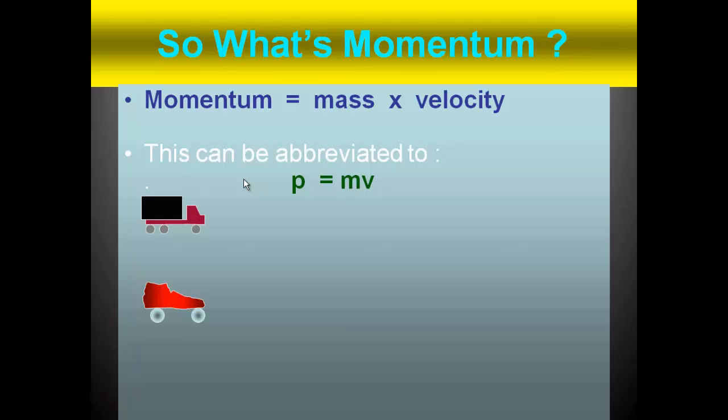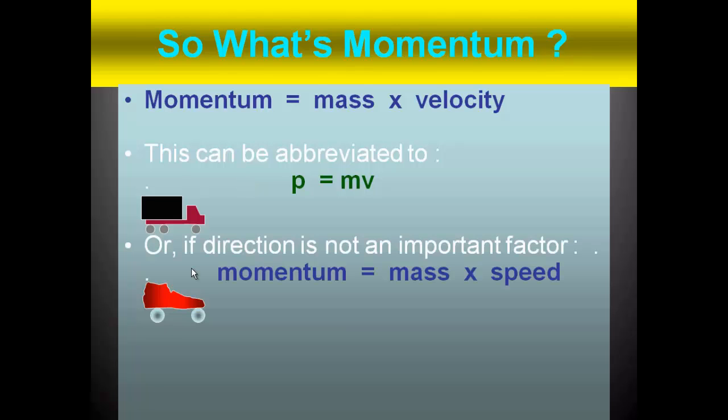So what I have up here, I have a truck and I have a roller skate. I know they look the same size. However, we know that a truck is bigger than a roller skate. So my question is this. Is it possible for a truck and a roller skate to have the same momentum? Think about the variables that make momentum up, mass and velocity. So which one has a bigger mass? The truck has a bigger mass, obviously, right?